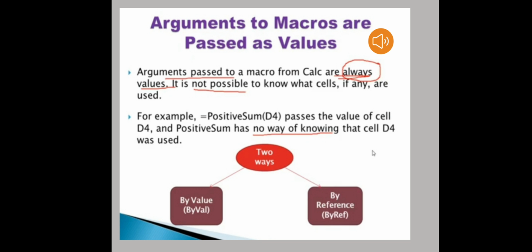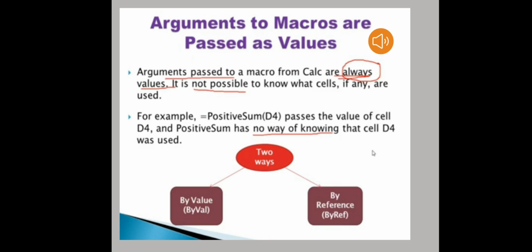Arguments to macros are passed as values. Arguments passed to a macro from Calc are always values. It is not possible to know what cell, if any, was used.